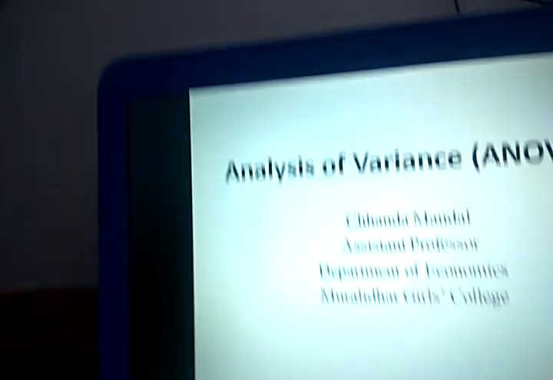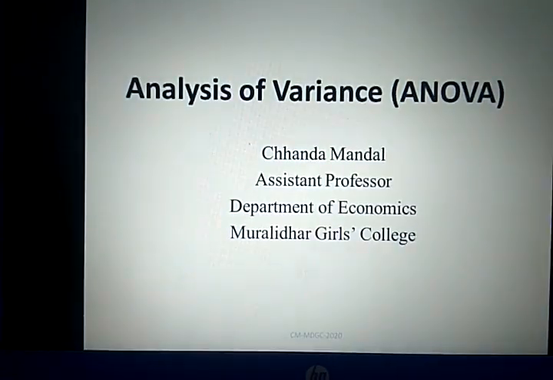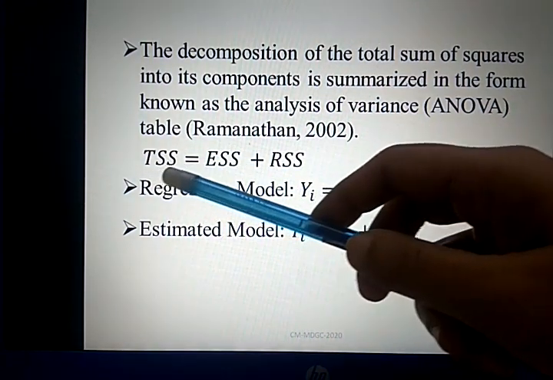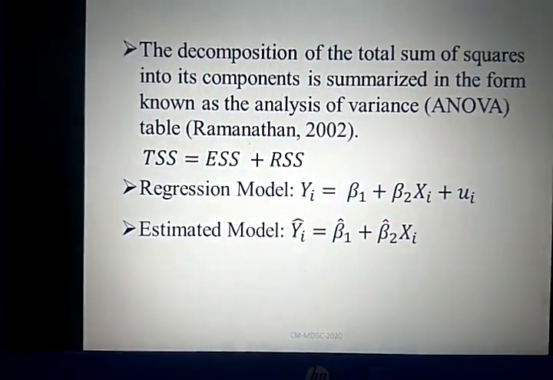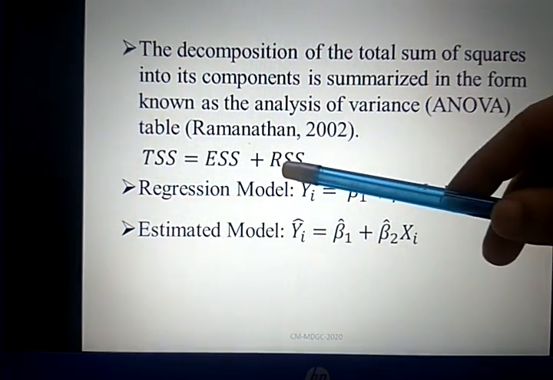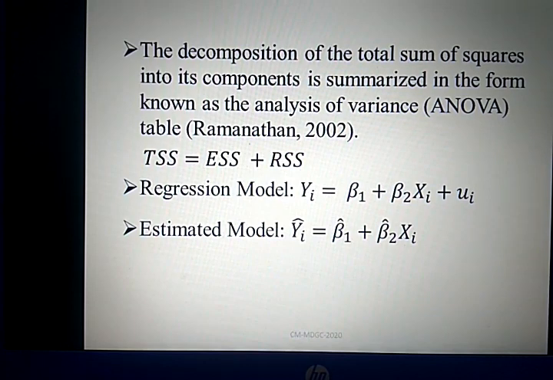In this video, I am going to discuss analysis of variance. It is in Unit 4.3 of Core Course 10 Introductory Econometrics. We know that TSS equals ESS plus RSS. I am explaining these three terms later. The tabular representation of these values along with their corresponding degrees of freedom is known as the ANOVA table.